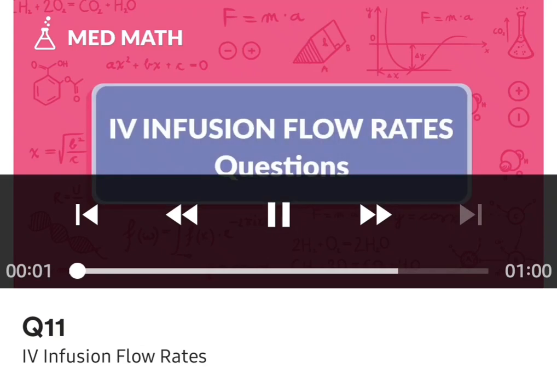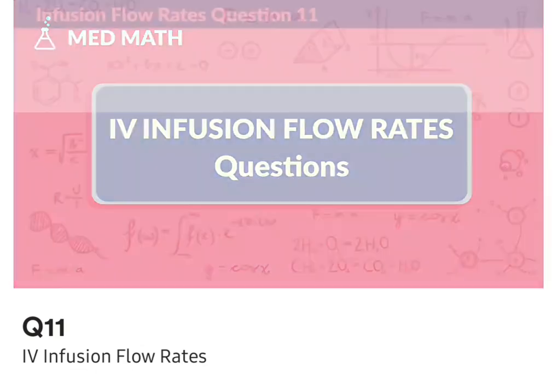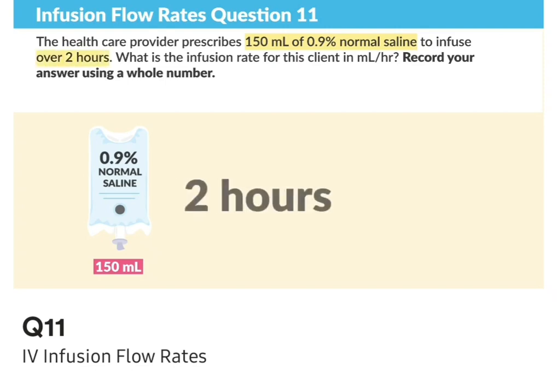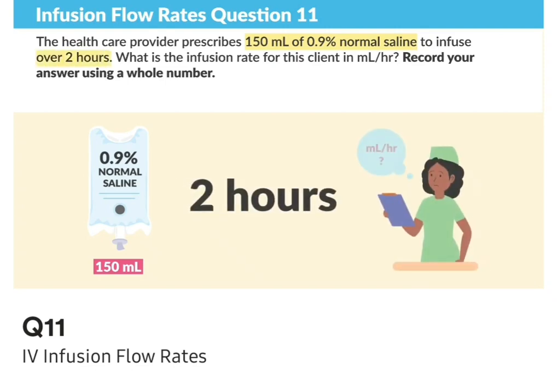All right, let's get into IV infusion flow rates using a pump here. So question 11. The healthcare provider prescribes 150 mLs of 0.9% normal saline to infuse over 2 hours. What is the infusion rate for this client in mLs per hour? And we're going to be recording the answer using a whole number. So let's break it down.